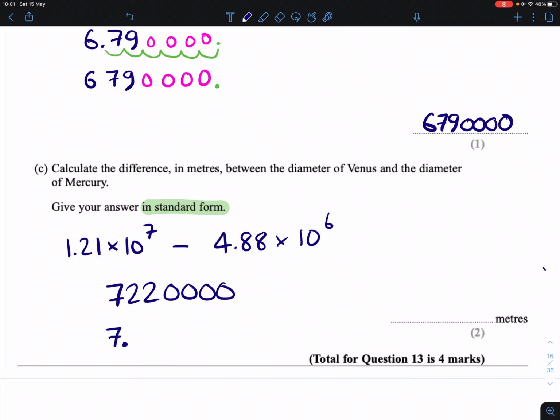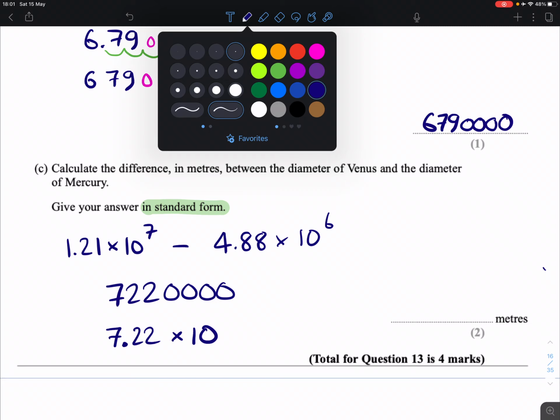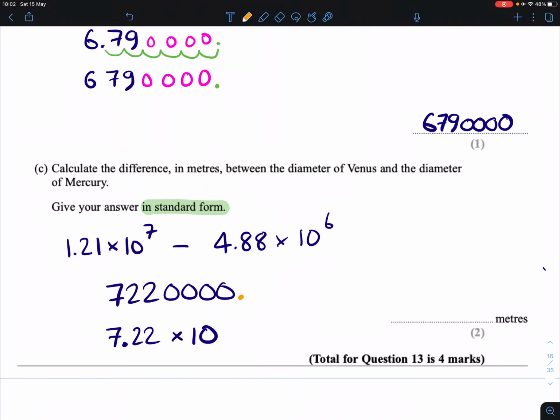We have a times 10 to the power of something. And that's something we get by looking at where this decimal point has moved. 1, 2, 3, 4, 5, 6 places moved, which means that this number here is 6 tens bigger than this number here. So times 10 to the power of 6. So that gives us our final answer, 7.22 times 10 to the power of 6.